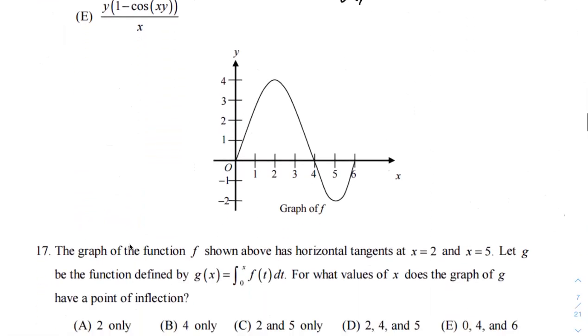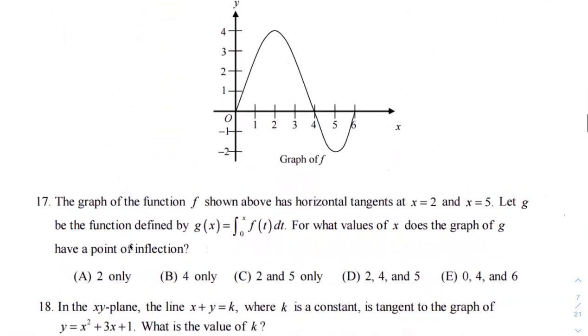Okay, next one. 17, the graph of function f is shown above. It has horizontal tangents at 2 and 5. Let g be the function defined by that. Another AP FTC question. For what values of x does g have a point of inflection? This is a true AP FTC tough question. So g of x equals the integral from 0 to x of f of t. And remember, that means area.